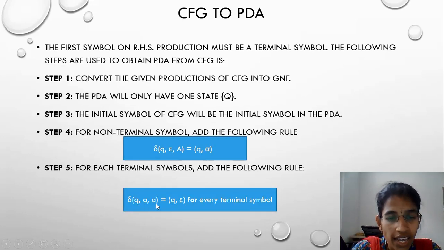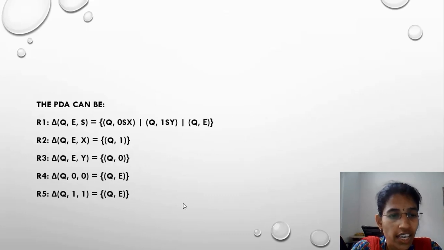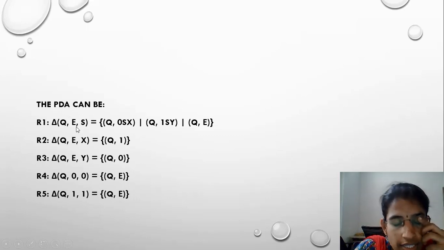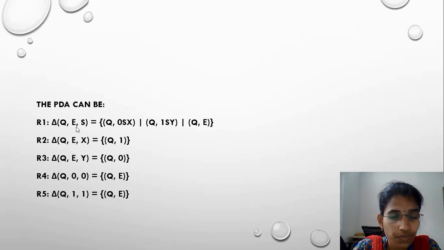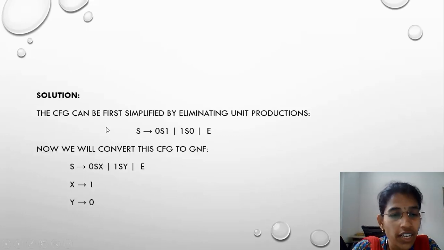Q comma a tends to Q comma epsilon. So very simple: A comma a tends to epsilon. Here my input is 0 and 1. So I write rule number 4 for 0 and rule number 5 for input 1. So 0 comma 0, state name Q, empty; 1 comma 1, empty. Here you can write epsilon, so E is nothing but epsilon. So these are the PDA rules for the given language.